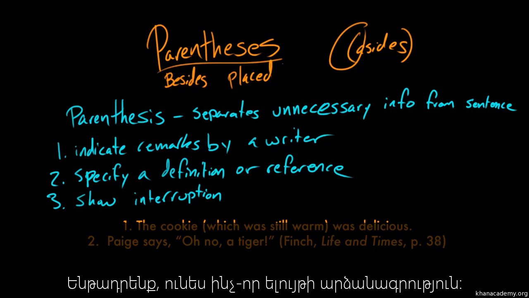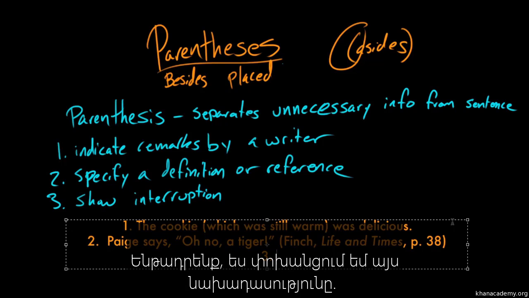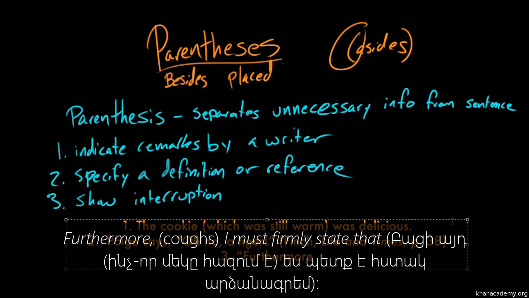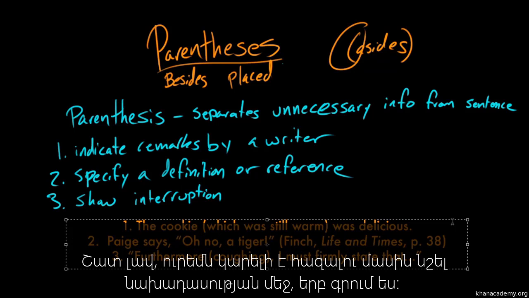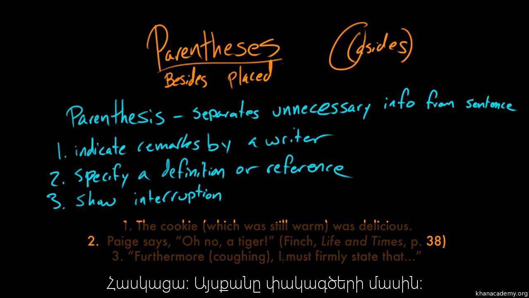So let's say you're taking down a transcript of a speech. You're typing up someone's speech, and they start coughing, and it interrupts the way they're giving the speech. Let's say I was trying to render the sentence, "Furthermore, I must firmly state that." So you can include the coughing right in the sentence when you're transcribing it. If we think this is important enough to note, we can just note that coughing happened here.